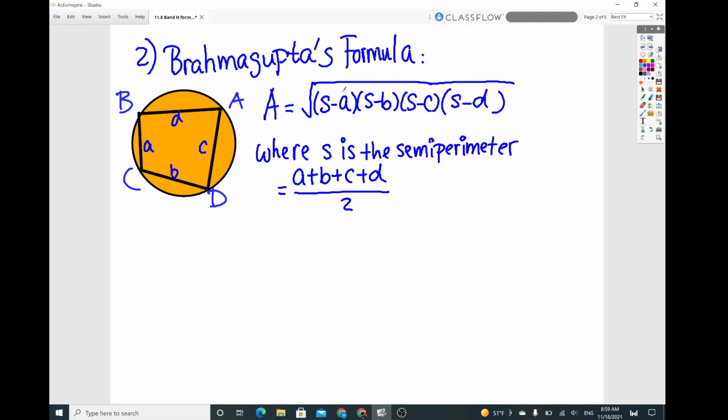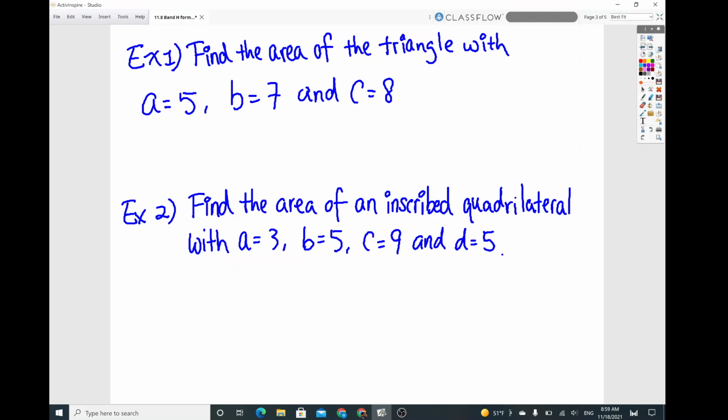So the area is the square root of the quantity S minus A, S minus B, S minus C, S minus D, where S is the semi-perimeter of this quadrilateral: A plus B plus C plus D divided by 2. Okay, so now let's take a look at that.